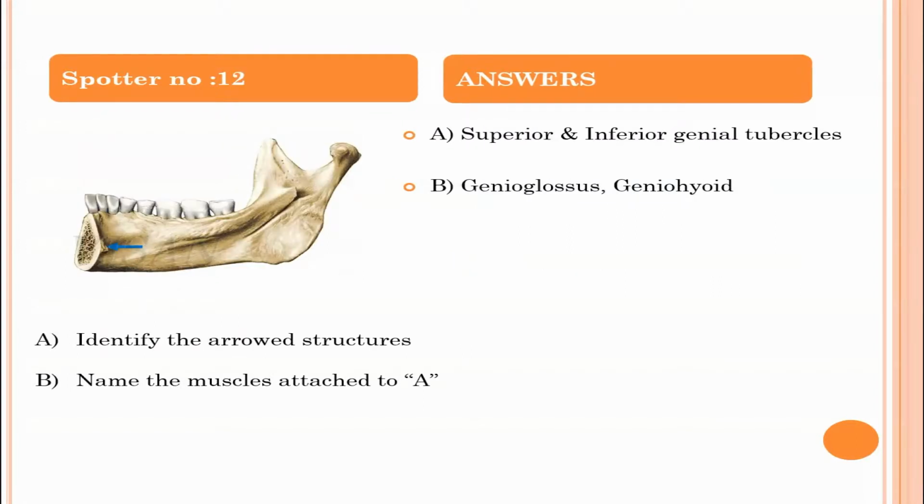Spotter number 12. So here it is given as identify arrowed structures. So you should always clearly read the question as to whether it's given as singular or plural. So here it's given as arrowed structures. So you have to write both the genial tubercles as superior and inferior genial tubercles and name the muscles attached to it. So the genioglossus and geniohyoid respectively. Respectively in the sense genioglossus is attached to the superior genial tubercle and geniohyoid is attached to the inferior genial tubercle. So in order to save time, you can write the name of the muscles and at the end you can just add the word respectively.